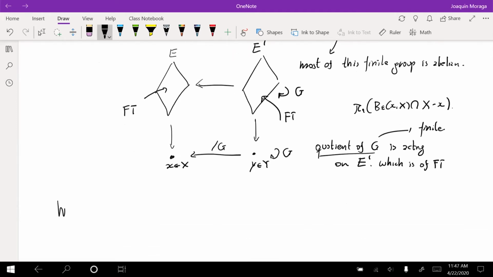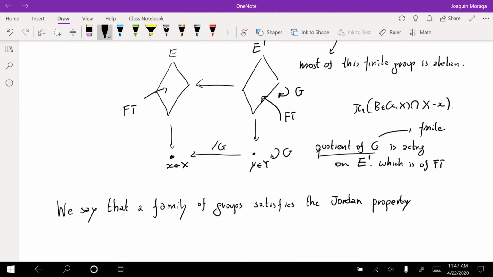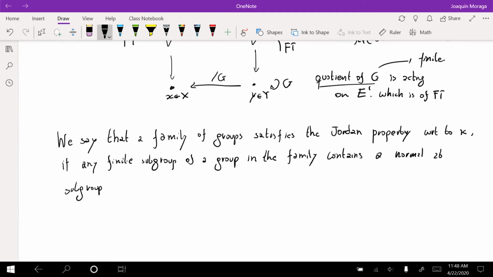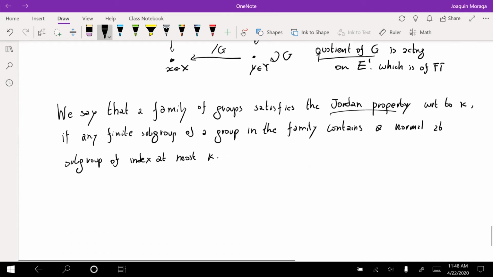So we say that a family of groups satisfies the Jordan property with respect to K, if any finite subgroup of a group in the family contains a normal abelian subgroup of index at most K. And this is called the Jordan property because Jordan proved this for GL_N.